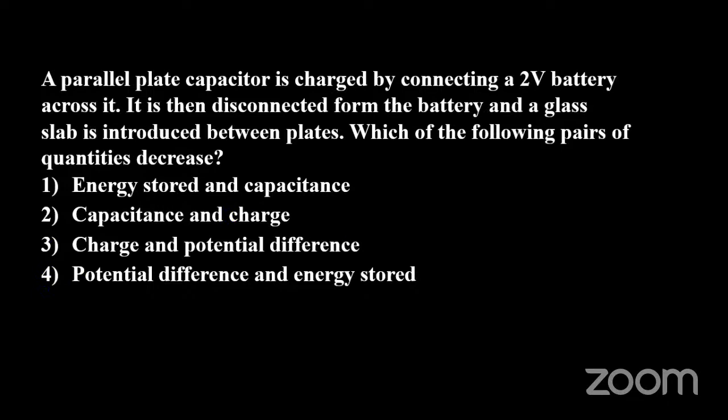Charge cannot decrease, right? So charge cannot decrease. What happens to capacitance? Epsilon naught K A divided by d. On introduction of a dielectric constant, capacitance increases. So the first option is not it, the second option is not it, the third will not happen. So it is the fourth option. Potential difference and energy stored will vary.